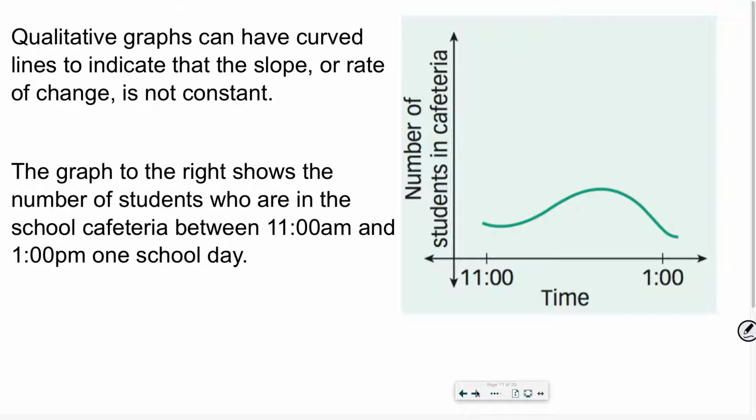So let's take a look at this graph now. This graph shows the number of students who are in the cafeteria from 11 a.m. to 1 p.m. on a school day. The first thing you want to look at when you see a qualitative graph are the axes. This says time, and this says the number of students in the cafeteria. So we're not dealing with time and distance anymore, it's time and the number of students in the cafeteria. So what do you think happens here?